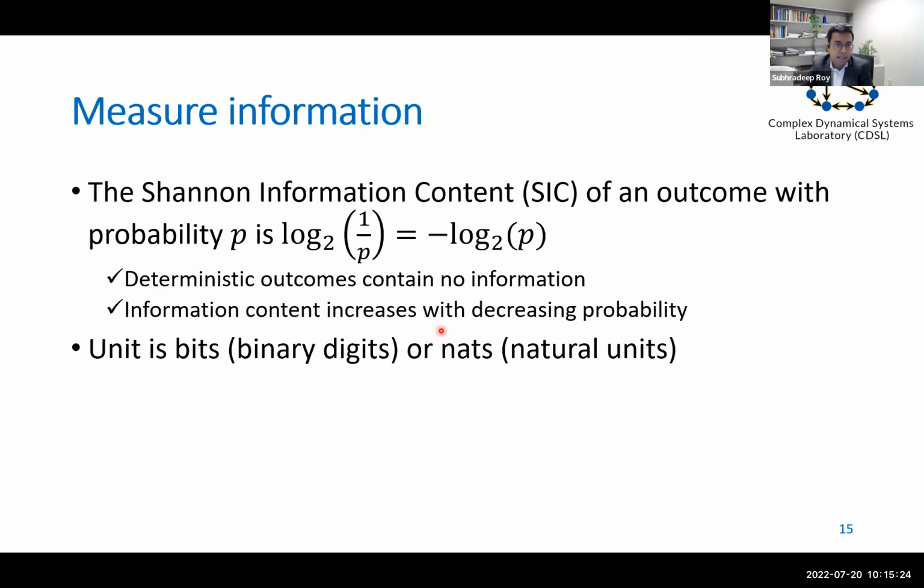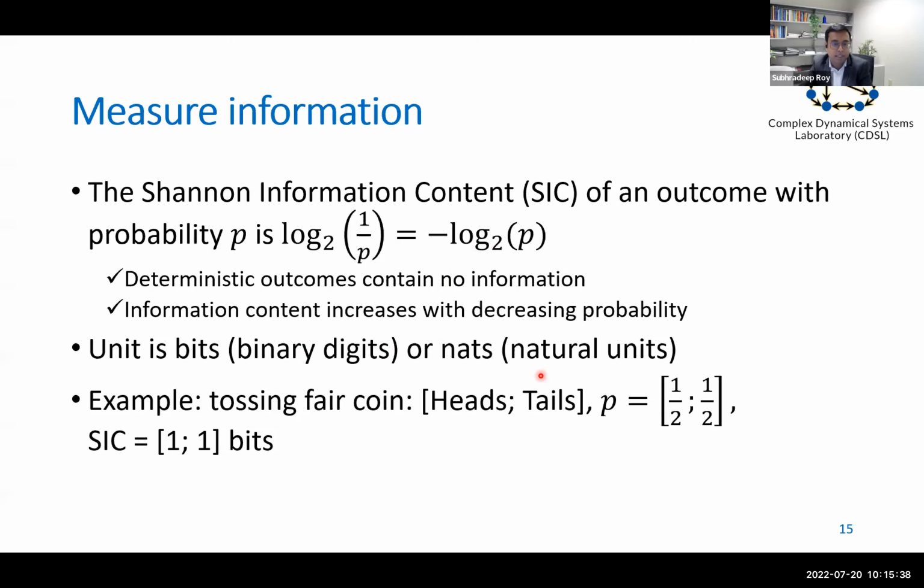So it's a physical quantity. It has a unit associated with it. It can be either bits, meaning binary digits, if you're using log base 2, or it could be natural units when you're using log base e. So going back to the example that we started with, tossing a fair coin, which had two outcomes, heads and tails, the Shannon information content corresponding to each outcome is 1 bit. That helps us understand how we can now quantify information.